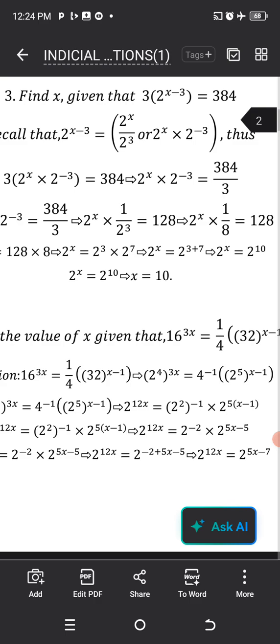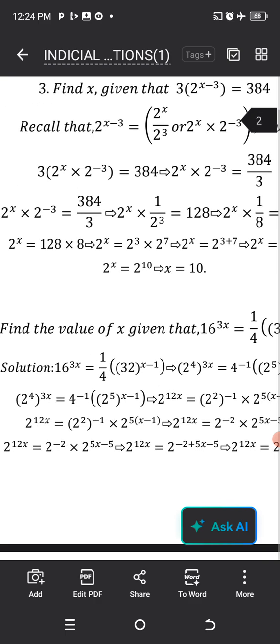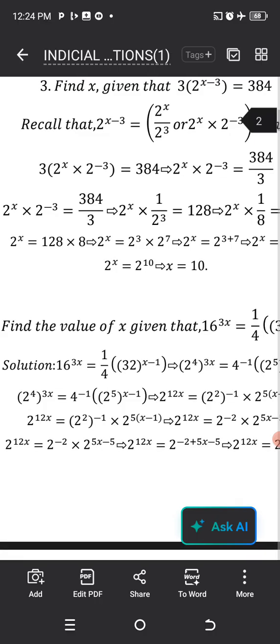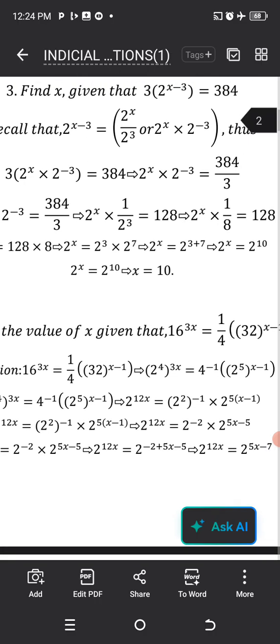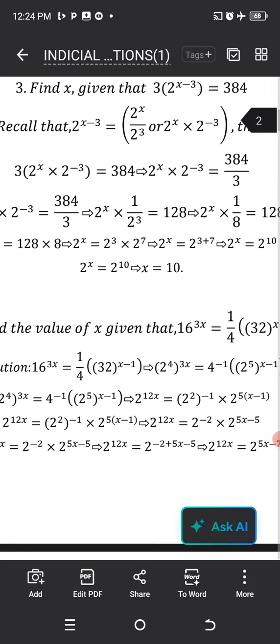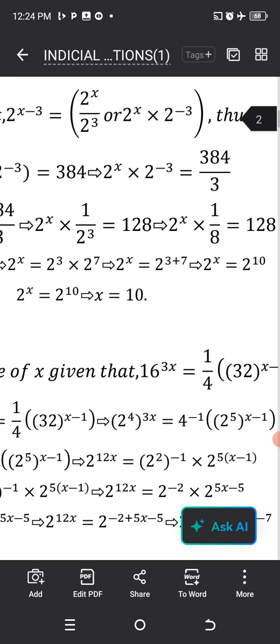So knowing this, once you know that 2 raised to power x minus 3 can be written as 2 raised to power x multiplied by 2 raised to power minus 3, then we can divide both sides by what? By 3. That is why you are saying that here, you can see, I'm zooming for you to have a better view of what we are dealing with.